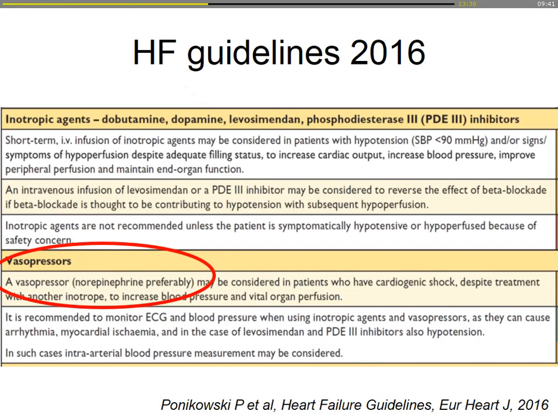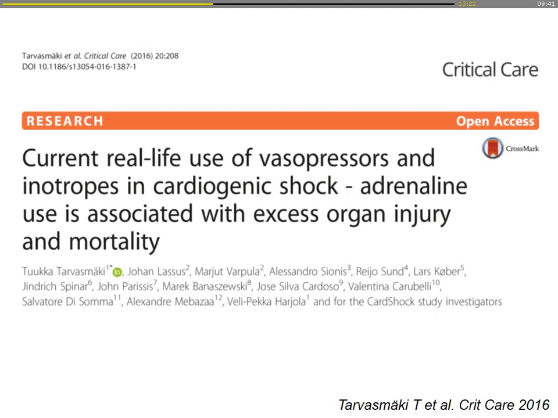Then coming back to the ESC guidelines, what do the guidelines say about vasopressor? A vasopressor should be given really if there is a need to increase blood pressure after giving an inotropic agent. Then what should we give as a vasopressor? Should we give adrenaline? Should we give noradrenaline? Should we combine with an inotrope or not?